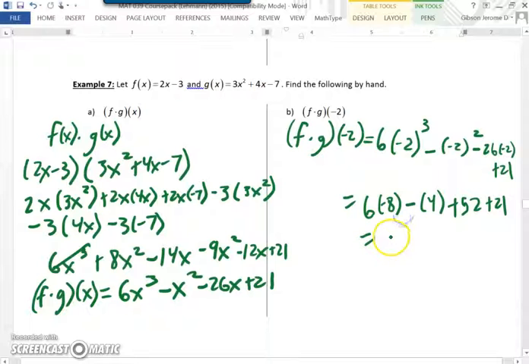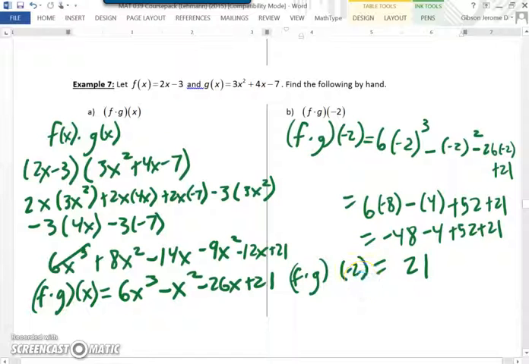6 times negative 8 is negative 48 minus 4 plus 52 plus 21. So now we combine these terms here. Negative 48 minus 4 is negative 52. Plus 52 is 0. Plus 21 is 21. So our final answer here is f times g of negative 2 is equal to 21.